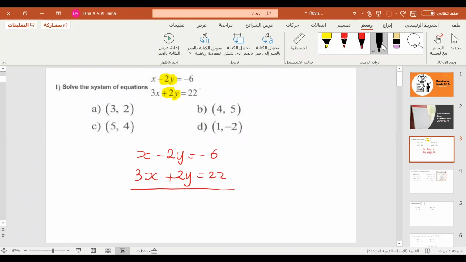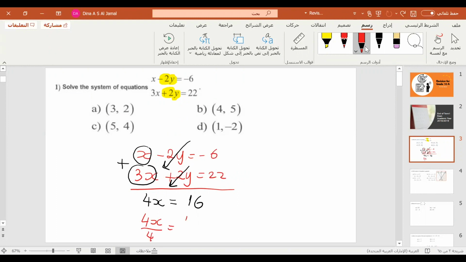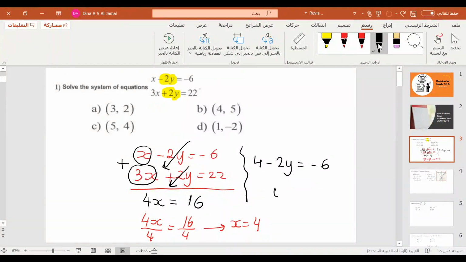You have different signs, which means you must add. When you add x plus 3x, you get 4x, equal to -6 plus 22, which is 16. Then solve this equation for x: 16 divided by 4, so x will be 4. Then substitute: 4 minus 2y equals -6. Solve this equation to get y; your answer for y will be 5, and your choice will be B.